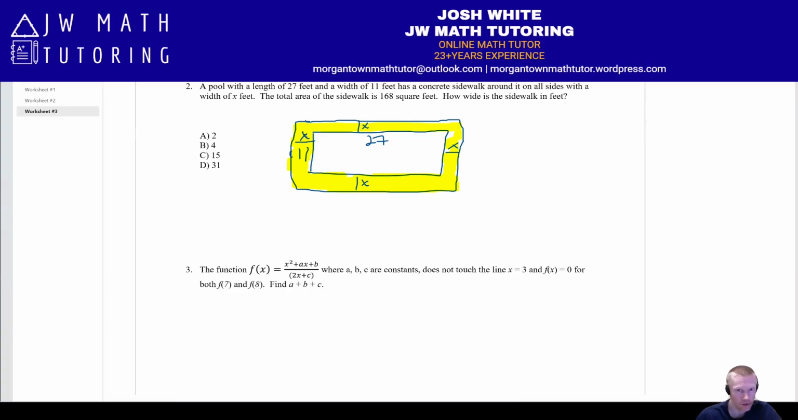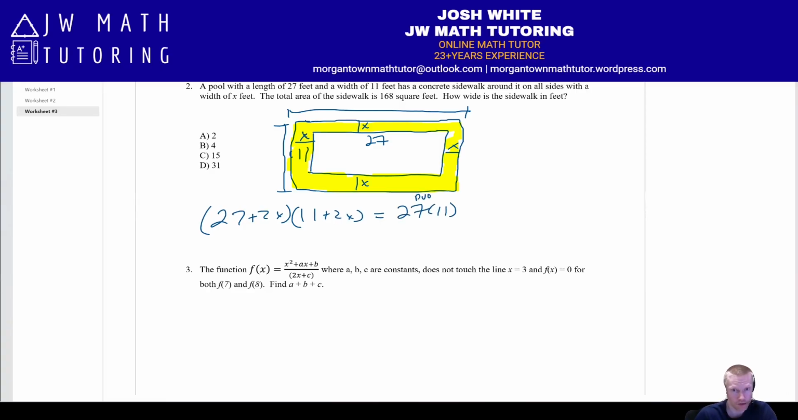Which is to take the 27, which is the length, and add 2 x's to it because it has an x on either side. So this is the total width from here to here. And then take the 11 and add 2 x's to it, which again would be the total distance from here to here. When you multiply those, that gives you the total area of the pool and sidewalk together. And that's just going to be equal to 27 times 11, which is the pool, plus the 168, which is the sidewalk part.